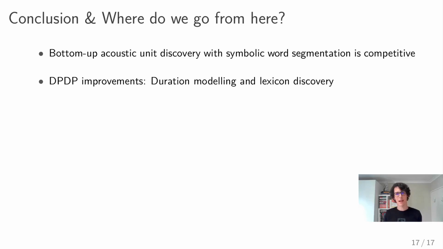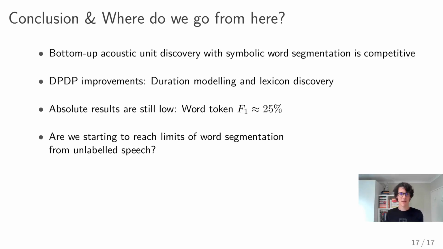Kind of taking a step back, I think although the performance is starting to get good, the results are still actually quite poor. So word token F1 scores are around 25%. The other interesting thing is that this chained DPDP approach gives quite similar performance to the joint CPC models. So this could maybe raise the question, well, are we reaching the limits of what we can do just from unlabeled speech? Maybe it's not possible to do better than this. There are maybe some inherent limitations to doing this just from unlabeled speech audio.